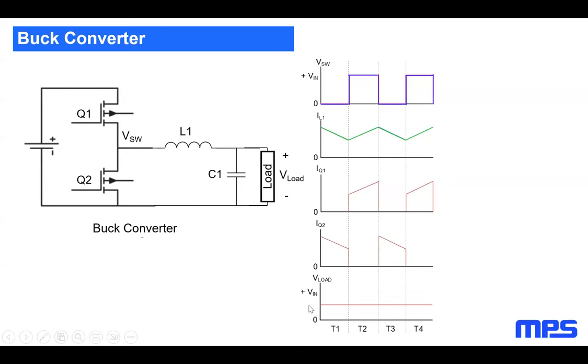Let's start with the buck converter. As I mentioned before, this is the most common type of DC-DC converter, and I'm sure that pretty much everyone here has seen a buck converter in their designs or is studying it right now. So we look at the schematic now.